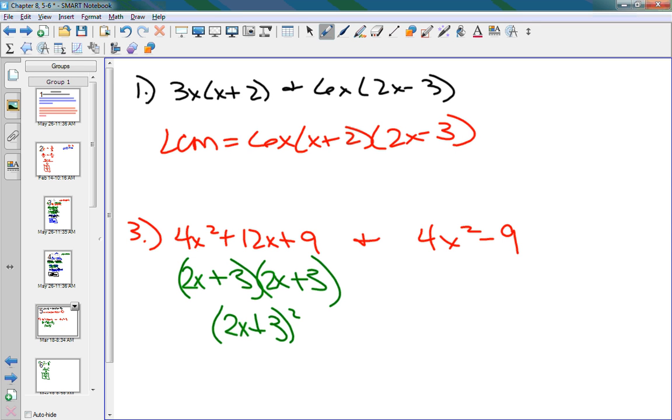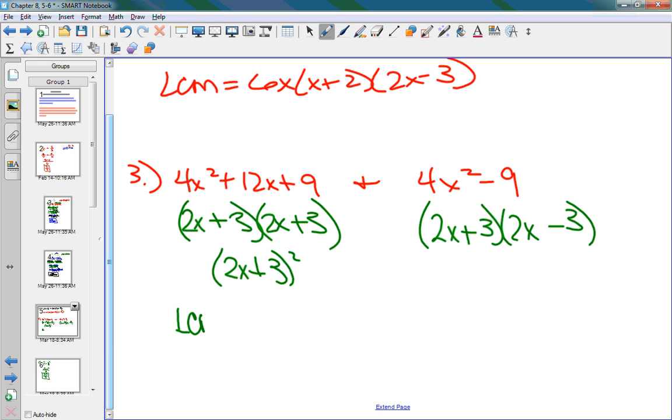Okay. Come over here to the other one. How do I factor 4x squared minus 9? Well, that's 2x and 2x, 3 and 3, and I need a negative, so that means plus and minus. Okay, now I need my least common multiple. Do they both have 2x plus 3 in them? Yes. How many does the first one have? 2. How many does the second one have? 1. What did I say? It cannot be smaller than the largest number you have, right? Yeah. So I have to have how many 2x plus 3's? I have to have 2.